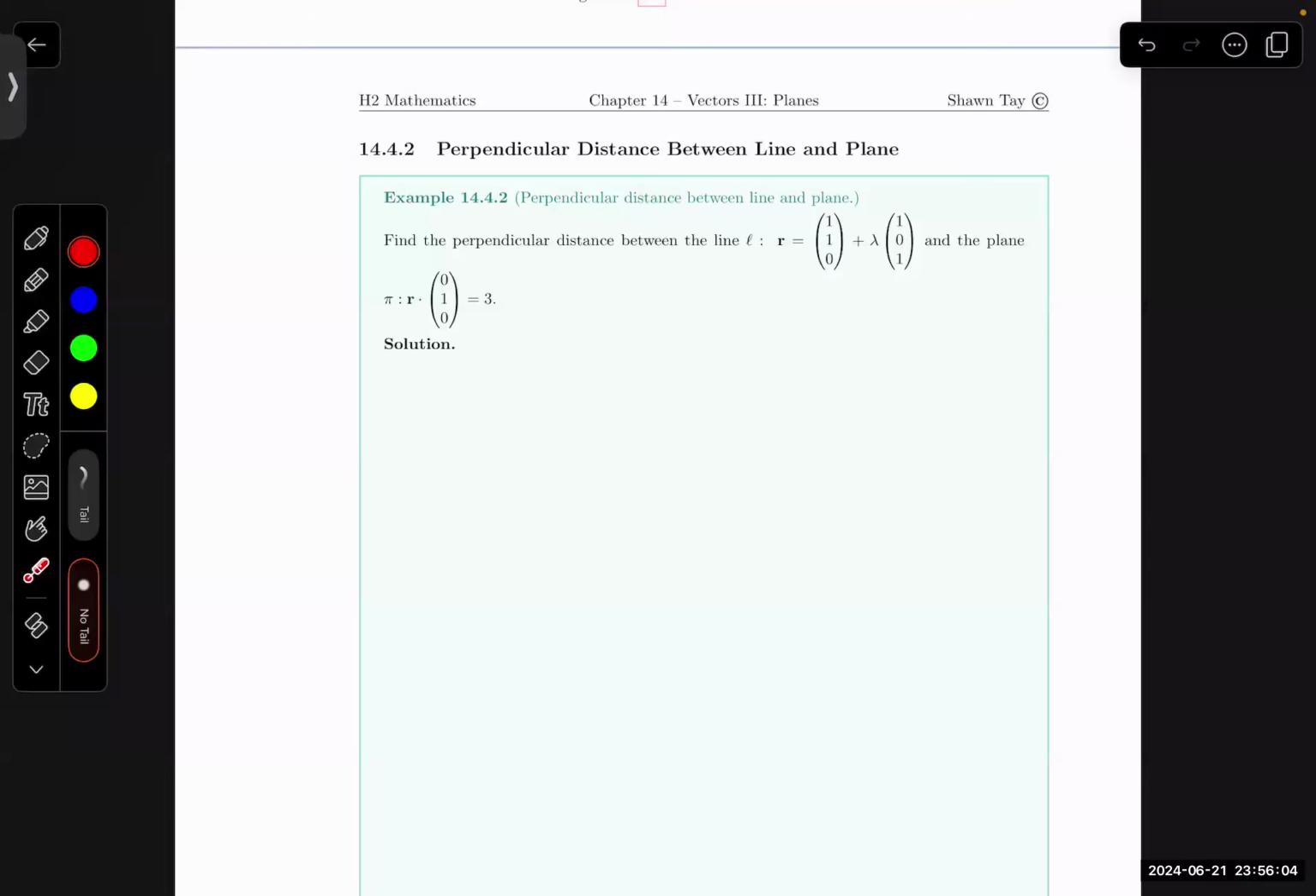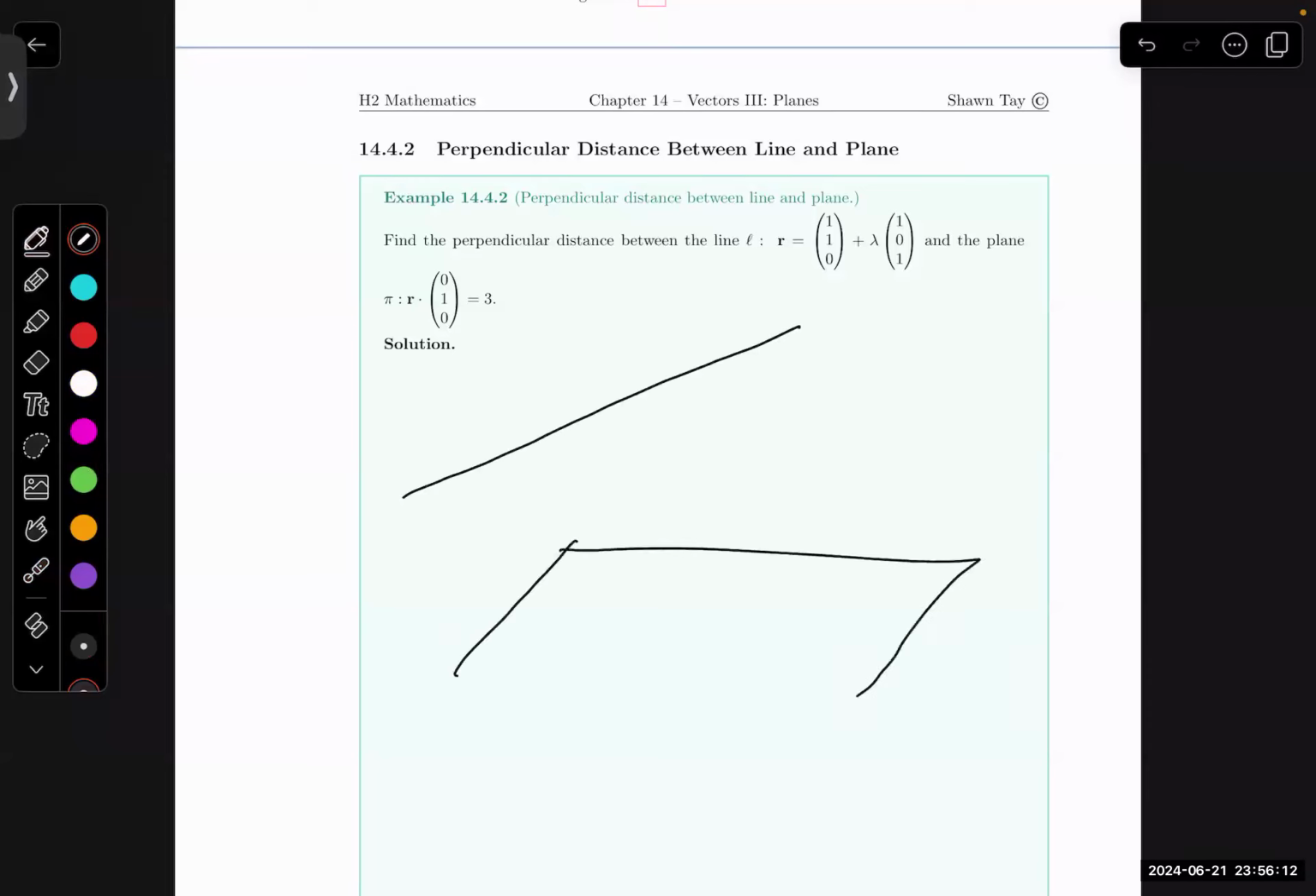Okay. Now the next one is perpendicular distance between line and plane. I didn't write down the steps, but first of all, you need to know that they are parallel. What that means is like this. It's kind of like they are skew, except it's not really skew because it's a whole plane. Now I want to find the perpendicular distance between the line and the plane.